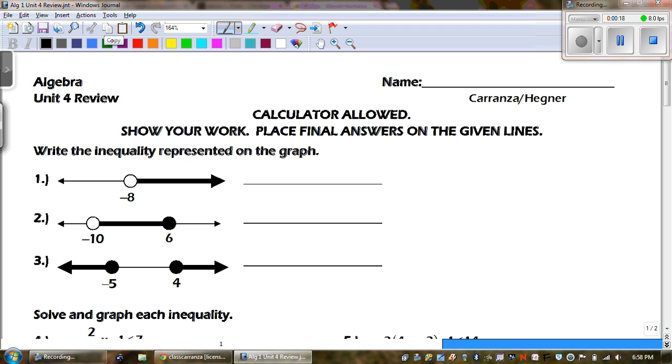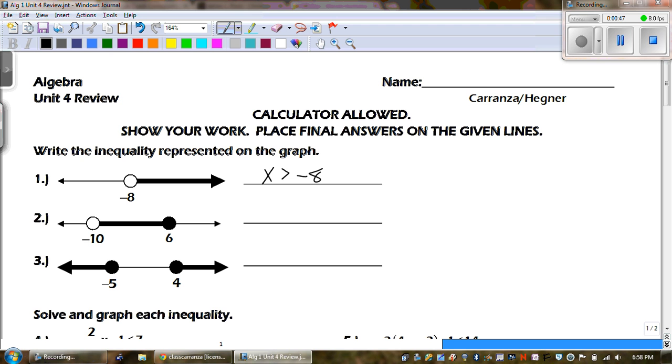So the first part says to write the inequality represented on the graph. So we always know that the variable goes first. Is it shaded to the right or shaded to the left? Okay, shaded to the right. And is it open or closed? It's open, so that means it's just the is greater than symbol. So x is greater than -8.